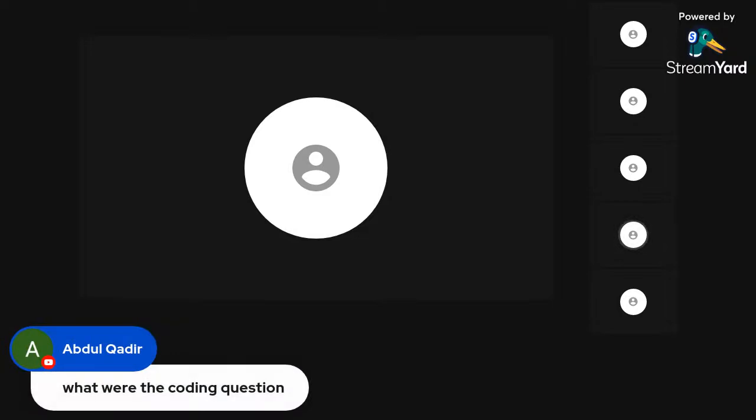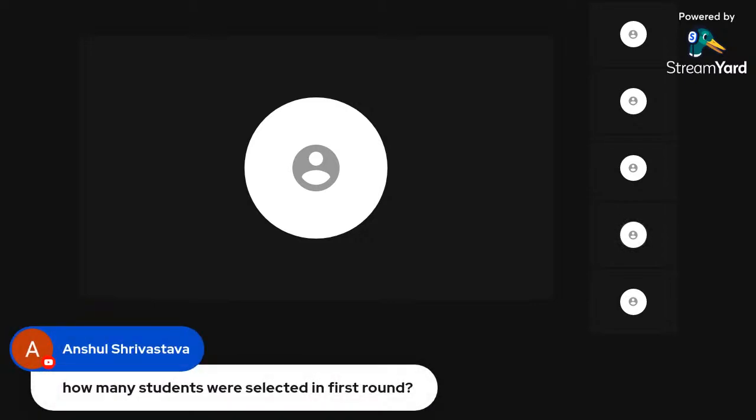Next, Abdul is asking what the coding questions were. In the second round, two coding questions were asked. One was a standard question, buy and sell stocks, with a little bit of modification. The second was also a standard question based on strings: a string was given, and we had to select the number of years and dates mentioned in that string.